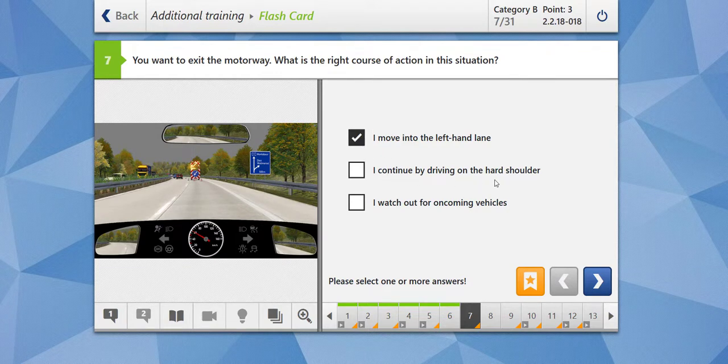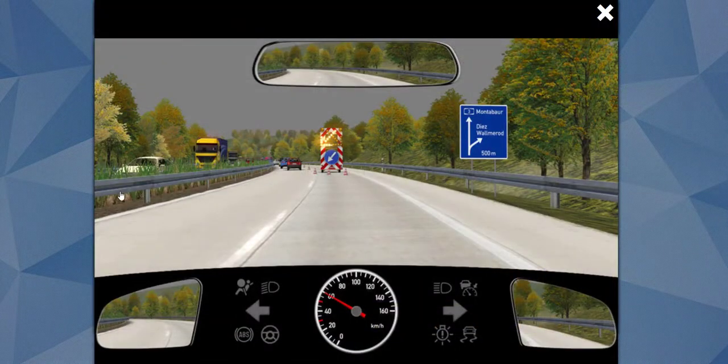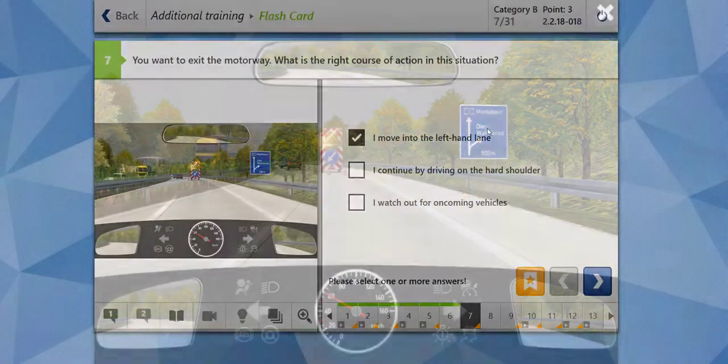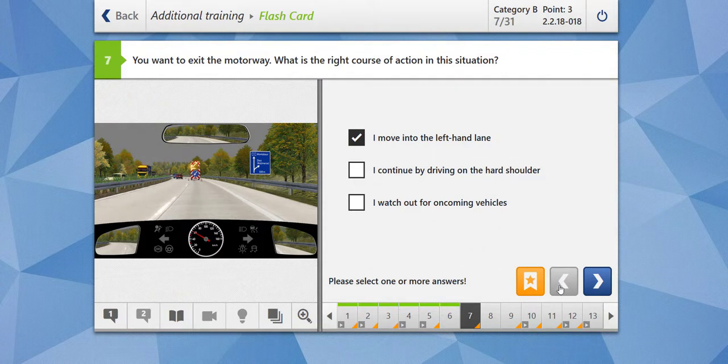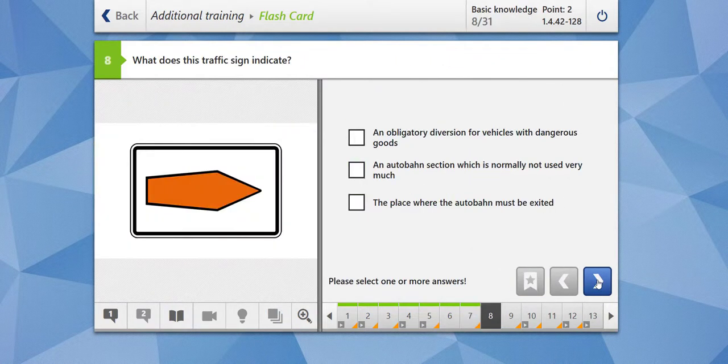I continue by driving on the hard shoulder. No, this is not allowed. I watch out for the oncoming vehicles. No, you need not watch out for the oncoming vehicles because we are on the Autobahn and there is a well-defined structure which is separating the traffic flowing in each direction. It means if you move towards the left-hand lane, you need not care about the oncoming traffic. Oncoming traffic is on the other side of the road. So let's check our answer. Our answer is correct. Moving towards the next question.